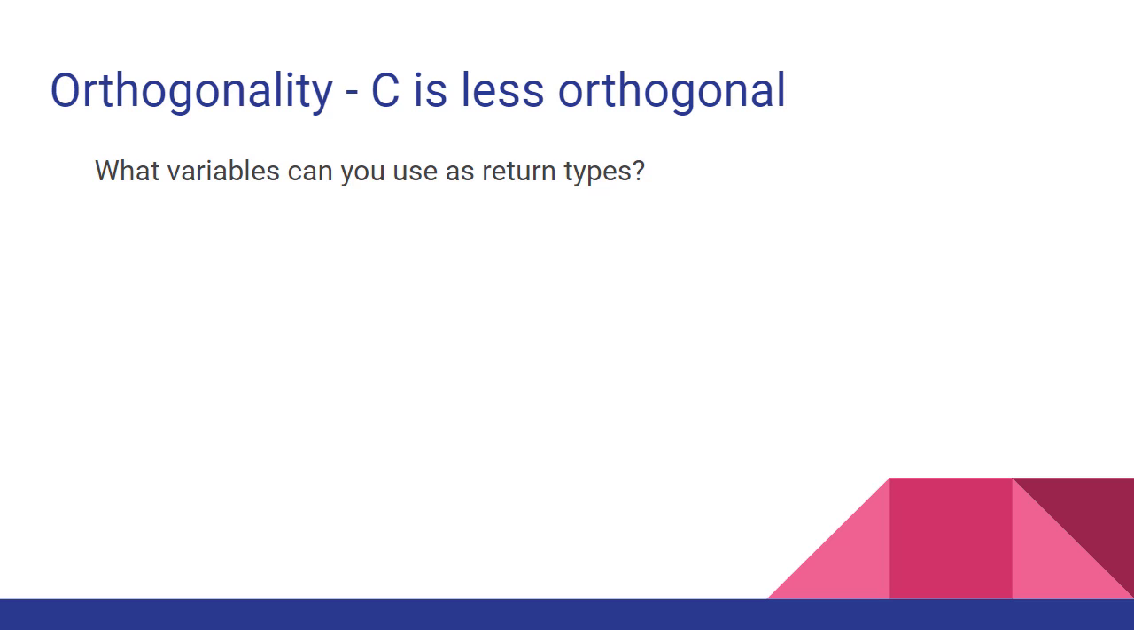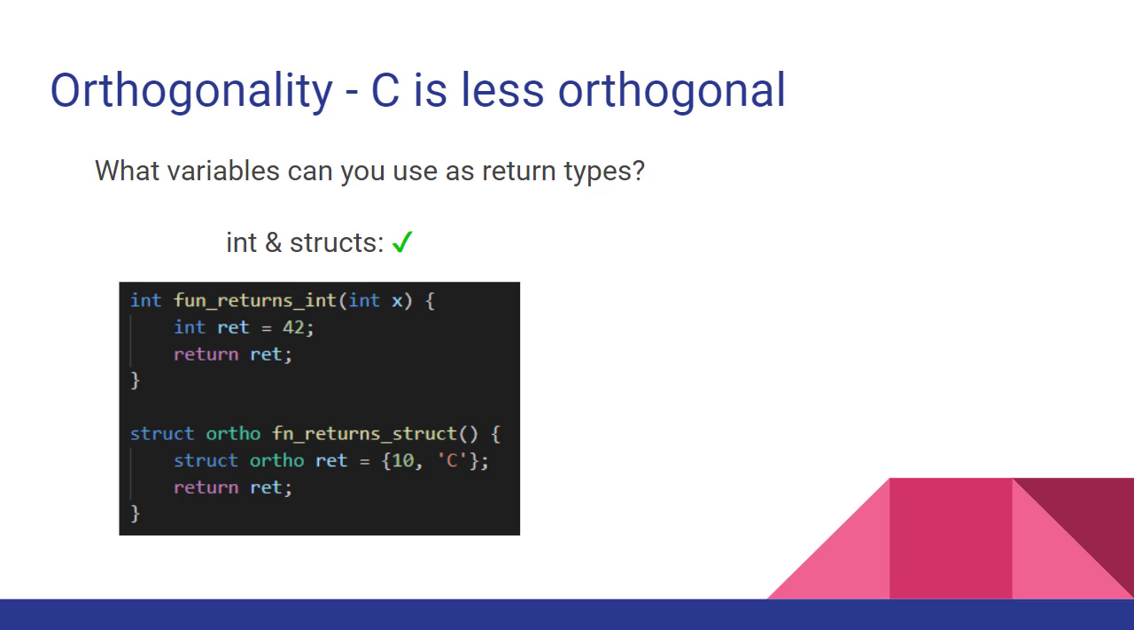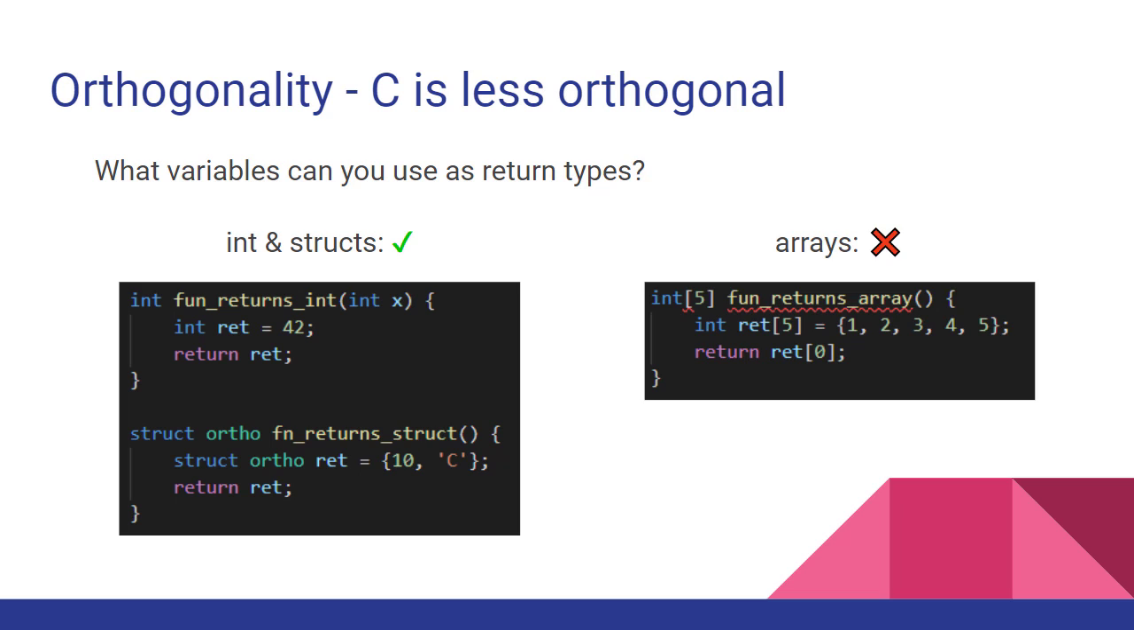To give you an example, C is a less orthogonal language. So what can we use as a return type? Well, here we have a function that returns an integer and a function that returns a struct. Don't worry if you don't understand the code, just know that that's what's going on here. This first function returns an int, the second function returns a struct, which is a user-defined type, similar to a class, and we'll get to those when we cover C. However, while C does have arrays, you can't use an array as a return type, and you'll notice here I'm trying to return an integer array of 5, and I'm getting an error. So C is not orthogonal when it comes to return values.